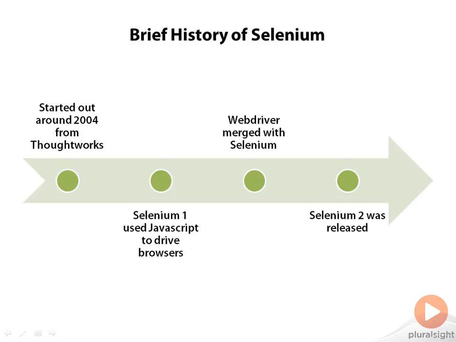Now, there was a competing technology around this time called Webdriver, and Webdriver had a different philosophy in the automation of the browsers. It didn't use JavaScript. What it did was it got as close to the metal, as close to the native browser API as possible. So it drove the different browsers with their automation APIs.